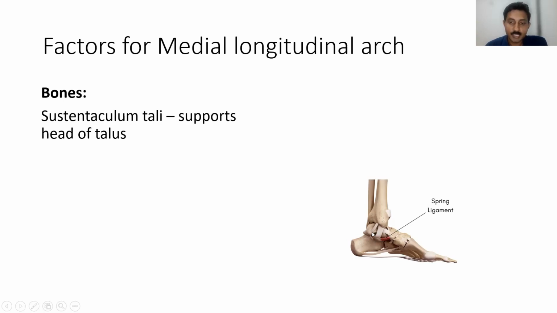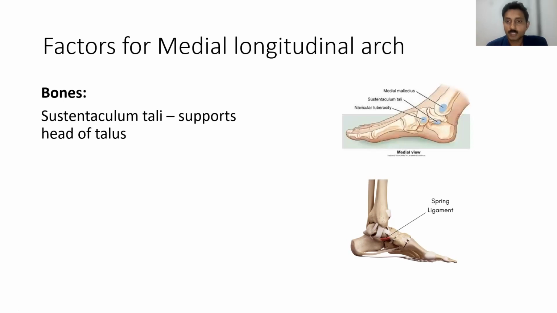Okay. Which supports the head of the talus. Sustentaculum tali is not a part of talus. It is a part of calcaneus, which is supporting the talus. You can see this small projection here, which is supporting the talus. That is also helping in the medial longitudinal arch, maintaining that.